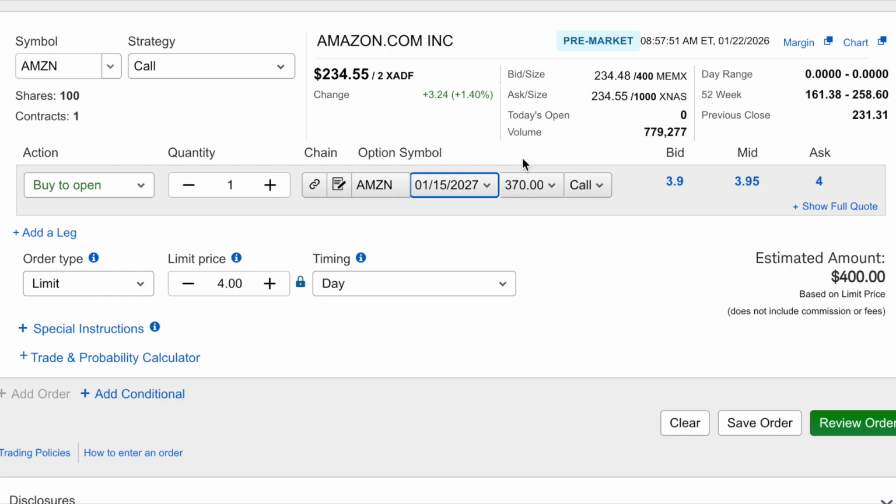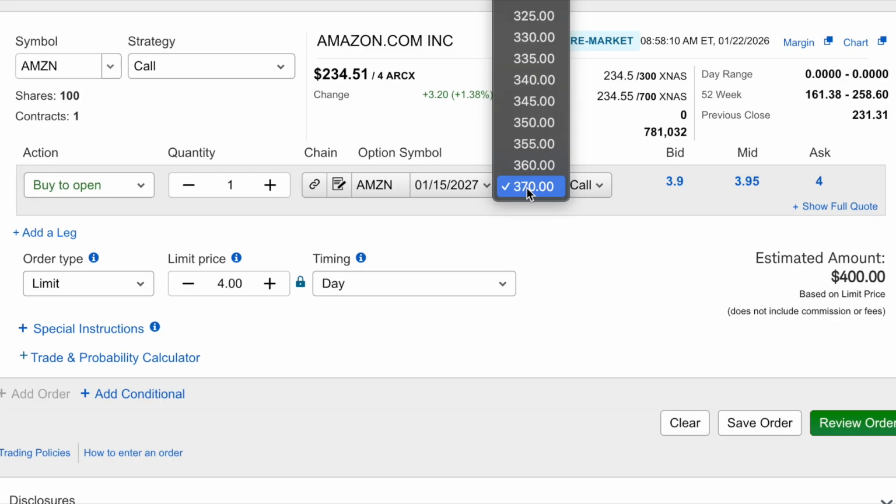The longer you go to another investor and say, hey, I want to buy your shares at this price, the longer that they are committed to selling you their shares, the more money they're going to want because the shares could go up in value by a lot. So it's very logical. So I'm going to pick a time horizon of January 15th, that's about a year from now, 2027. And let's just look at a strike price of $300.